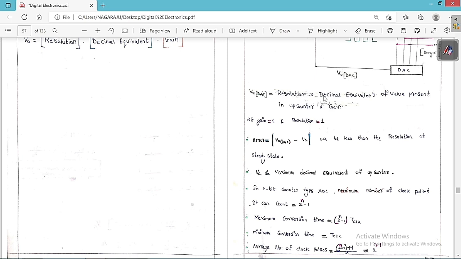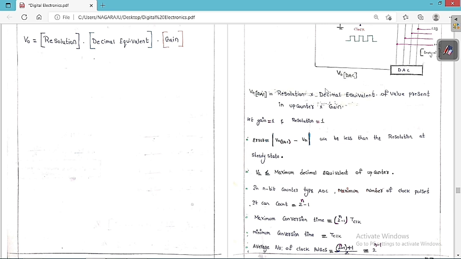If these are not equal to 1, then definitely VA should be less than or equal to the maximum value of V0 DAC. Or simply, if you assume gain is equal to 1 and resolution is equal to 1, then the maximum value of the DAC is the maximum decimal equivalent of the value present in the up counter. So in general, VA should always be less than or equal to the maximum output voltage of the DAC. Then only the counter is going to stop after some time, and then we can read from the counter the binary equivalent of this analog voltage. It is an approximate value; even if there is a small error, the error is always lesser than the resolution of the DAC itself.